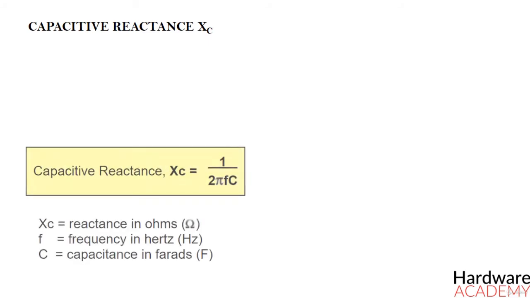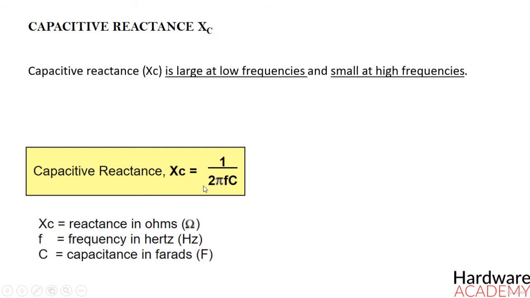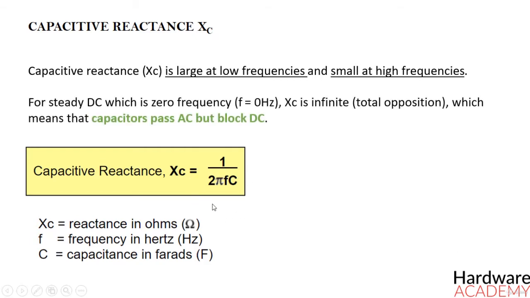If you have a capacitor and you want to calculate its capacitive reactance, you can use this formula here, where F is the frequency of the signal passing through the capacitor, and C is the capacitance in farads. As you can see, capacitive reactance varies with the frequency, so capacitive reactance is large at low frequencies and small at high frequencies. For steady DC current, which has zero frequency, the capacitive reactance is infinite, which means that capacitors pass AC but block DC.